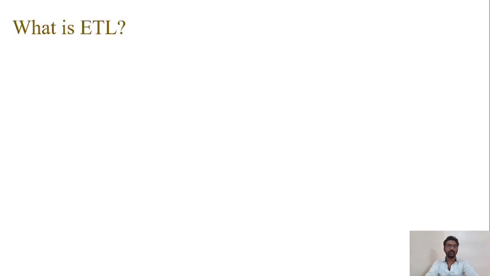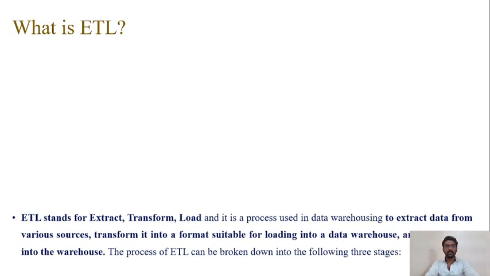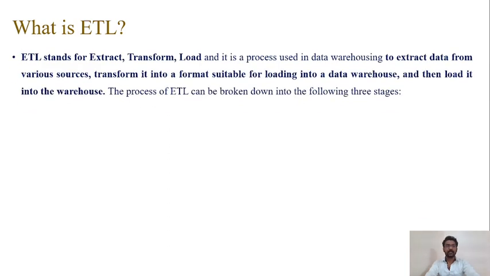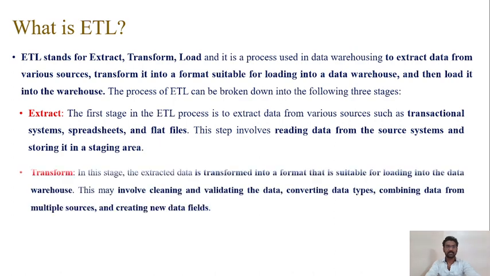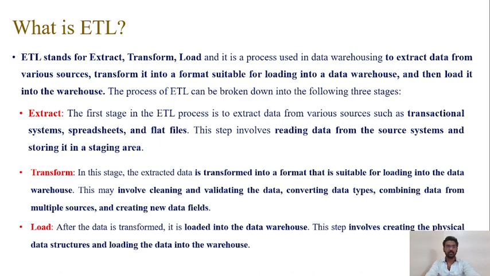The first topic is ETL. What is ETL? ETL stands for extract, transform, load. It is the process used in a data warehouse to extract data from various sources, transform this data into a suitable form of information, and load it into the data warehouse. Once it is loaded into the data warehouse, the process is complete. So it is divided into three stages: one is extract, second is transform, and third is load.